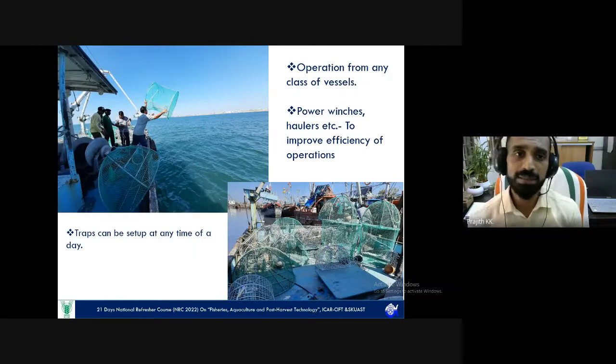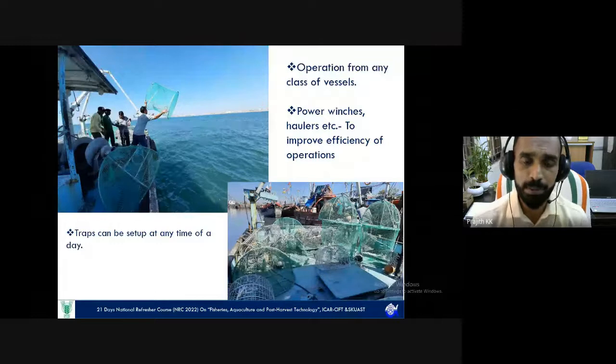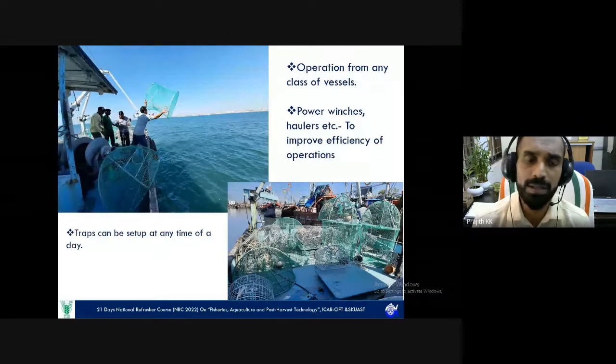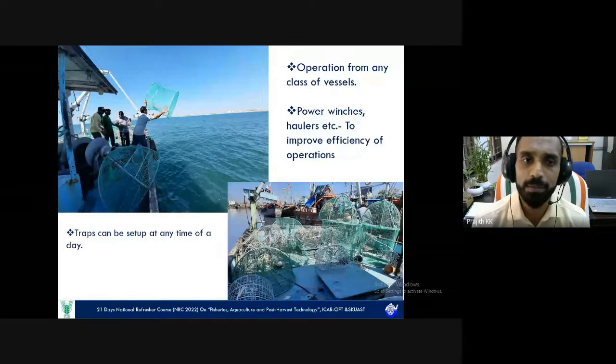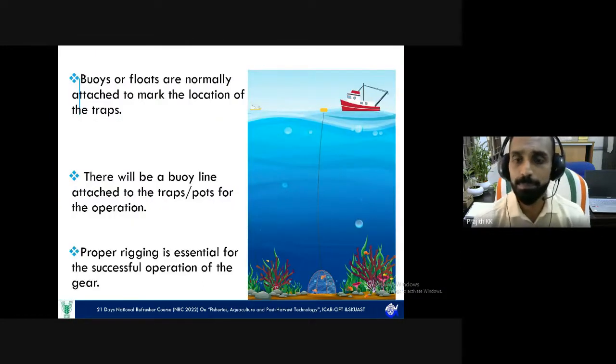Then operation. These are our own pictures. We have conducted a series of experiments off Gujarat. So you can see the operation of traps can be done from any class of vessels. We can operate either manually or with improved devices like power winches or rollers, etc. Traps can be set at any time, whether in daytime or night.